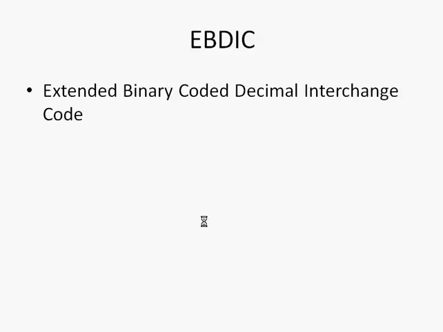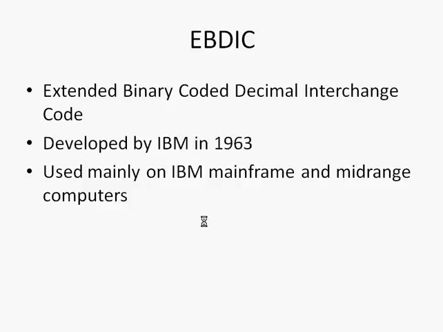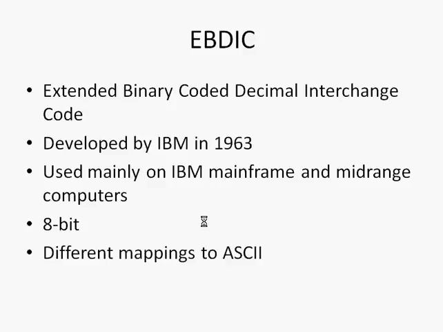So Ebcdic stands for Extended Binary Coded Decimal Interchange Code. So that's quite a grand title, isn't it? Developed by IBM in 1963 and is used mainly on their mainframe and mid-range computers. It is 8-bit, so 8 bits per character, just like ASCII, but actually the mappings are different. It's just a different way of mapping the characters that are needed.